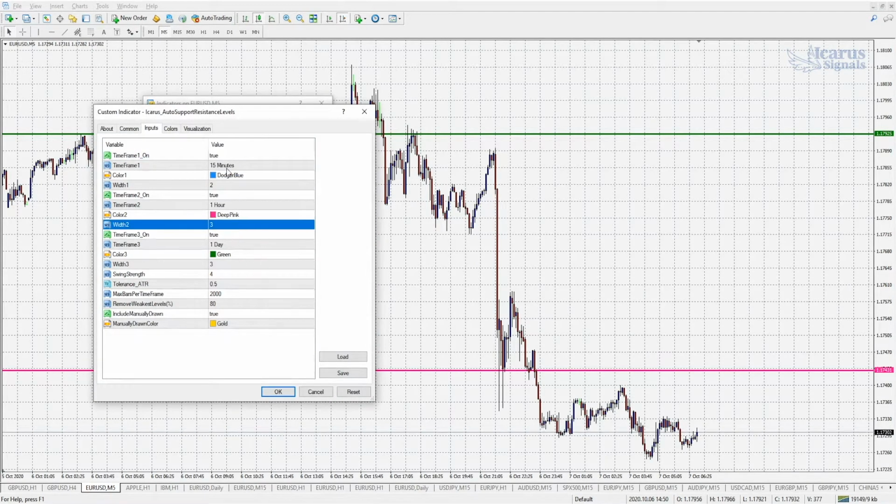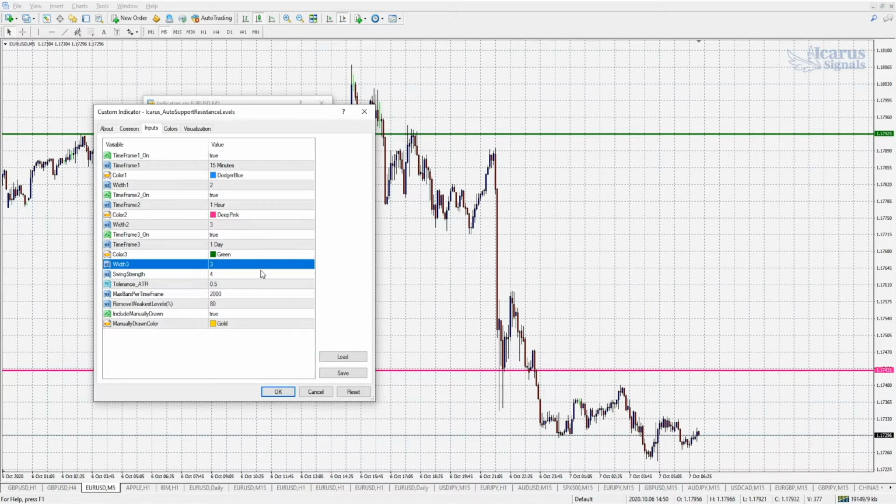And we'll work down to some of these critical inputs, which are going to help us generate the different support and resistance lines on the chart. Now, we can set the width. Personally, we've got 2 and 3 being the widths. We want to have the daily or the longer time frames a little bit thicker so they stand out a little bit further as we zoom out. And then we've got the swing strength and this tolerance ATR. Now, what these are going to do is give us the primary drivers of the strength of each of the different levels.